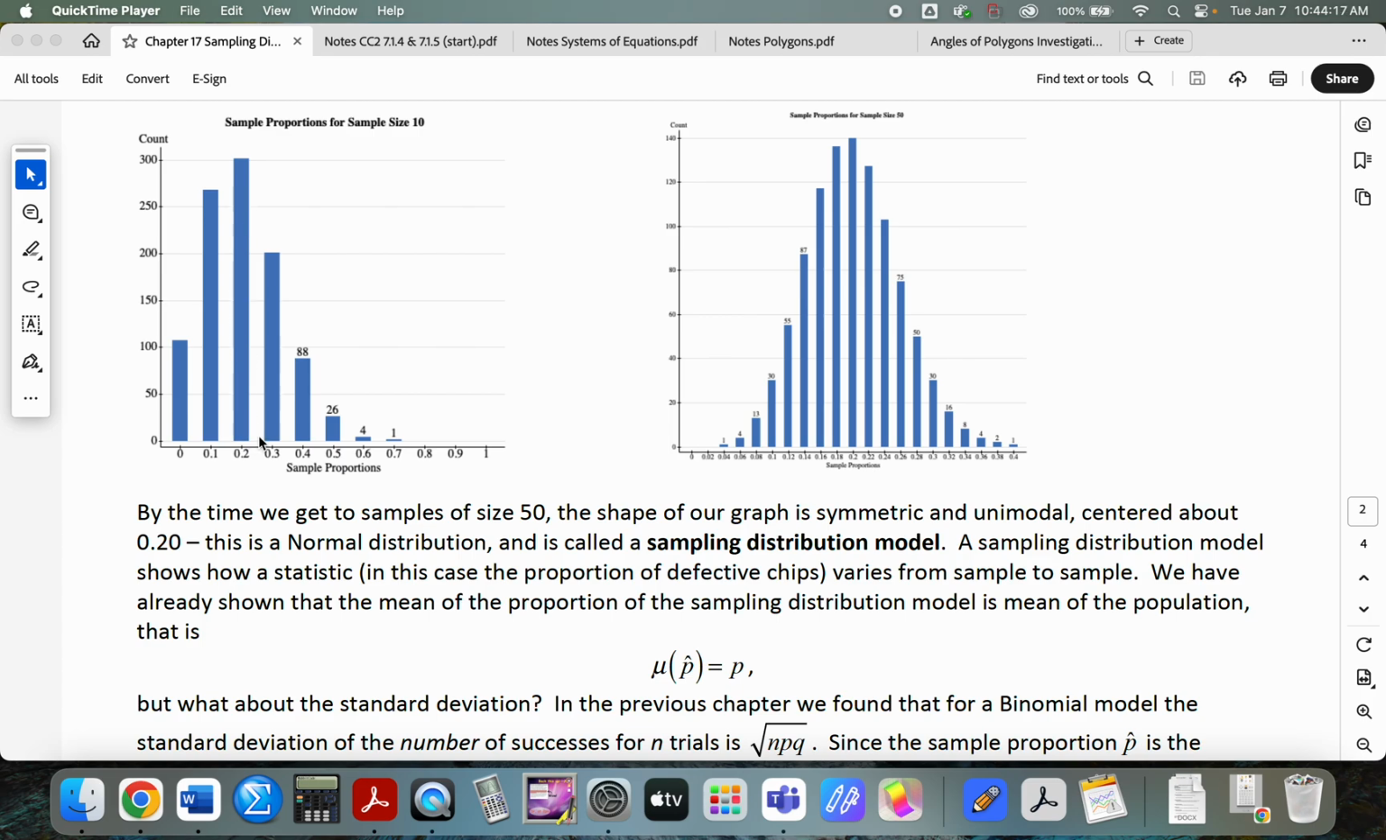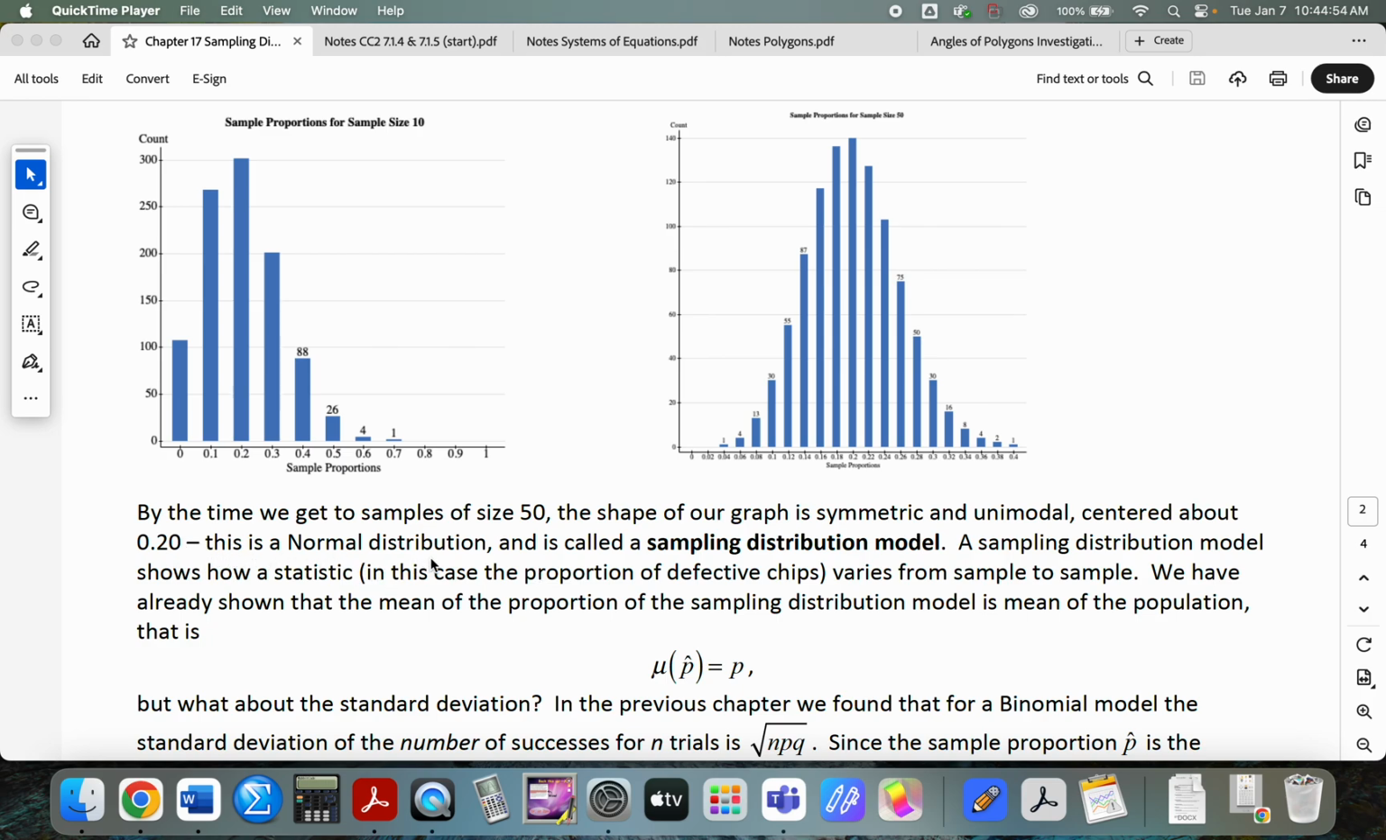But I could also get that 40% of them were defective. It's not a ton of them, but it's possible. It's not crazy. When we get to the place where we've done that 50 times, what kind of curve does this look a lot like? Unimodal. Normal. Looks like a normal curve. It's unimodal and symmetric, and it's centered about 0.2.